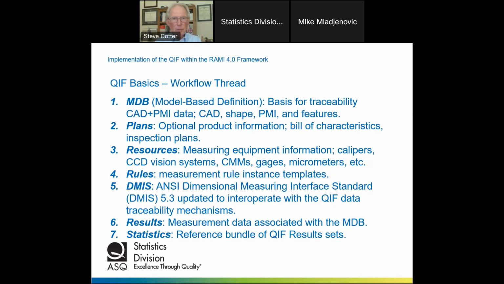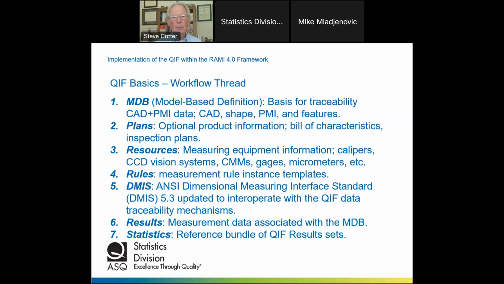Then step 3 in the thread is resources. This is a description of the measuring equipment, calipers, CCD vision systems, the measuring equipment used to make the measurement. Then there are measurement rules. These are instance templates that can be filled in, like RAMI had the type, and then it became an instance. So the rules are really types, and then you fill them in. They become instance templates for how to make the measurements and determine what the measurements mean. And there's the DMIS, the ANSI Dimensional Measuring Interface Standard 5.3, updated to interoperate with the QIF data traceability mechanisms. Then the sixth step in the workflow thread is results.